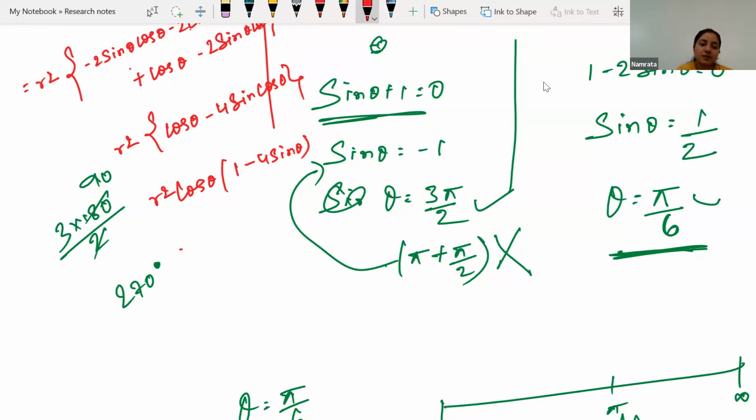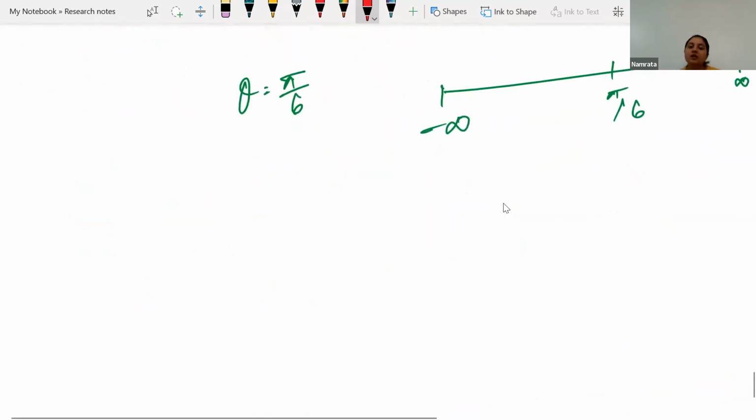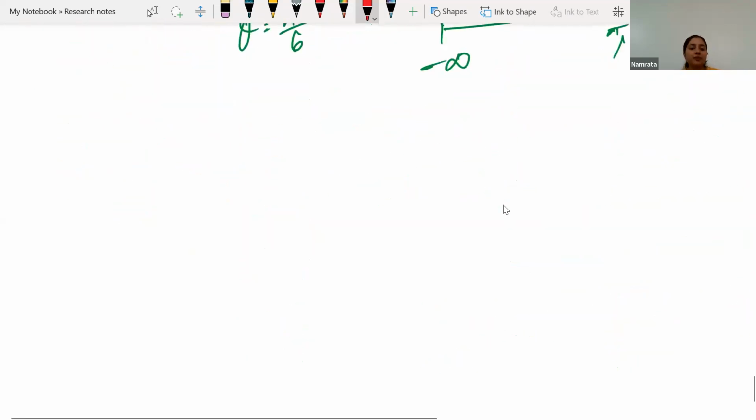So theta pi by 6, r square. Here if we take cos pi by 6, it will be root 3 by 2, right? And sine pi by 6 is 1 by 2. So we can see it is negative. Can you see? It is less than 0. 1 minus 2 we are getting inside the bracket, so obviously it is less than 0. Okay, so pi by 6 is the point of maxima.